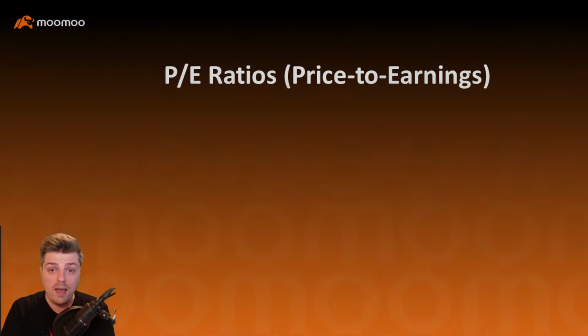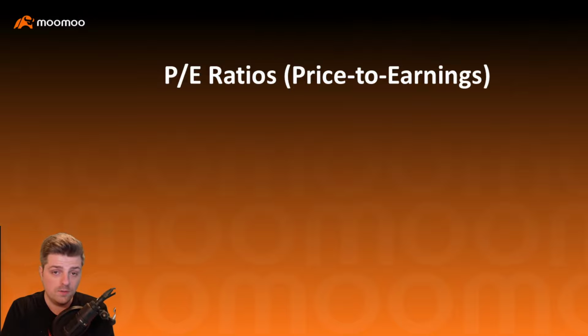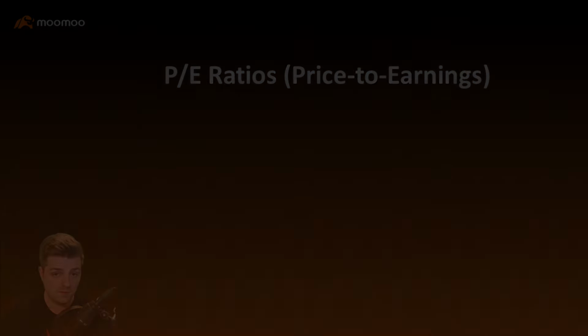Now we're going to take a look at PE ratios, also known as price to earnings ratios. PE ratios are a simple way to look at how much investors are willing to pay for each dollar of a company's earnings. It's like a quick snapshot of how a stock's price compares to its profits.